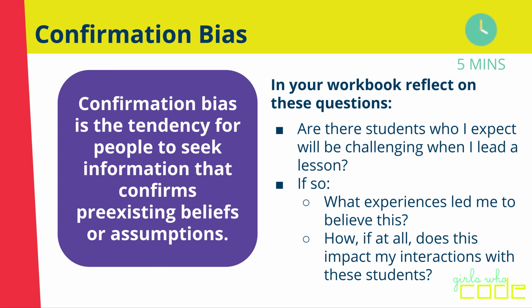The next type of bias that we're going to talk about is confirmation bias. So confirmation bias is the tendency for people to seek information that confirms pre-existing beliefs or assumptions.